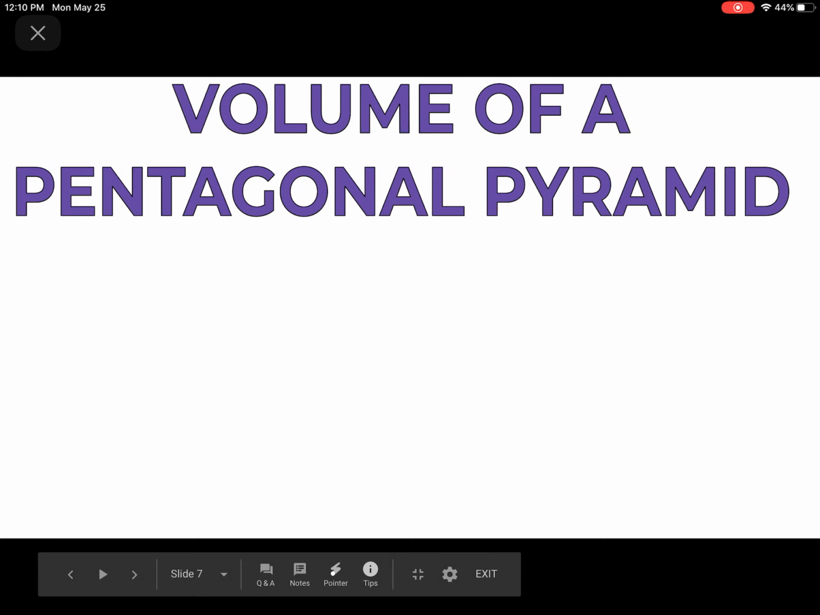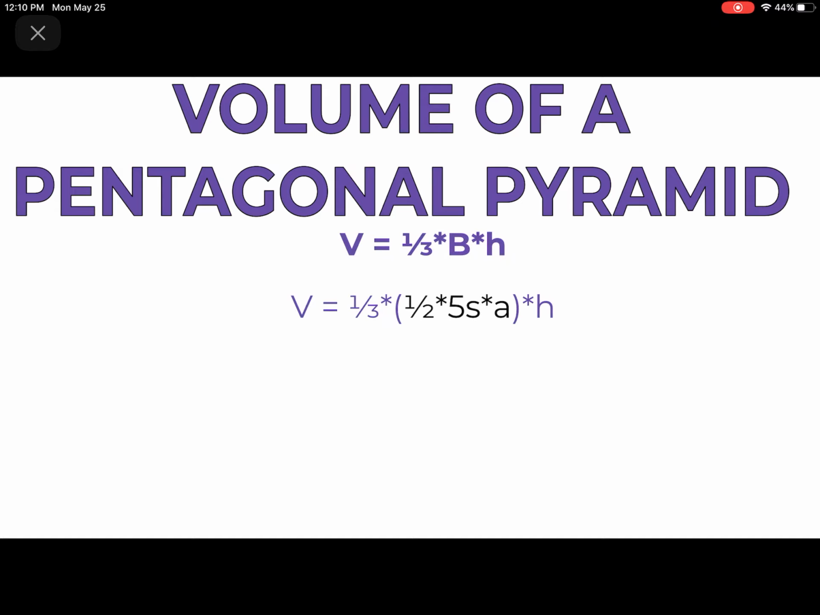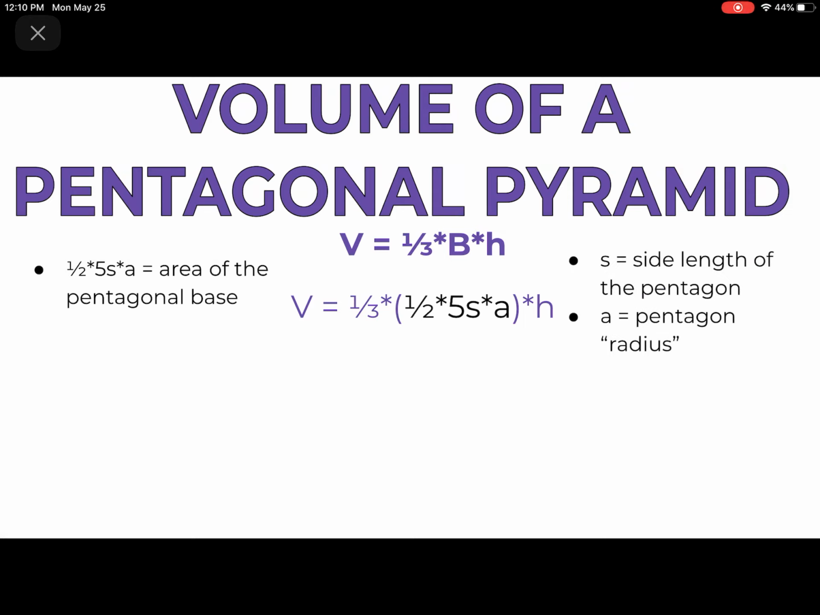All right, pentagonal pyramid. This is going to be the most difficult one we're going to see. Volume equals 1/3 times 1/2 times 5s times a times h. We know 1/2 times 5s times a is the area of the pentagonal base. s is going to be the side length of the pentagon, and a is the pentagon's radius or apothem.